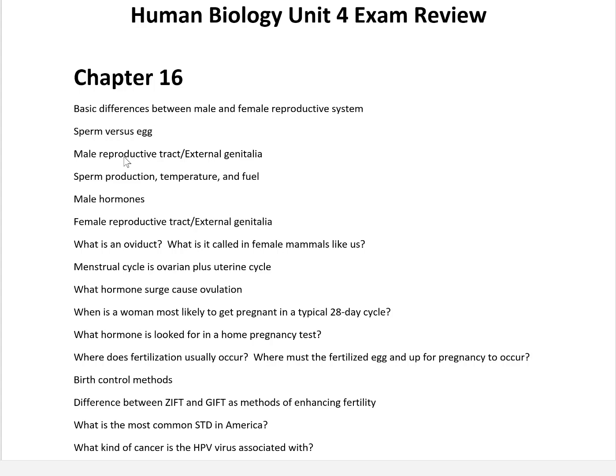The accessory structures, the big ones would be the seminal vesicles. They produce about 70% of semen. So semen is only 5% sperm or spermatozoa, 95% of these extra secretions. So the big one is not the prostate gland. You might think that because you've heard of it. But the seminal vesicles or seminal glands produce about 70% of semen. They also produce the food for sperm, which is fructose primarily.